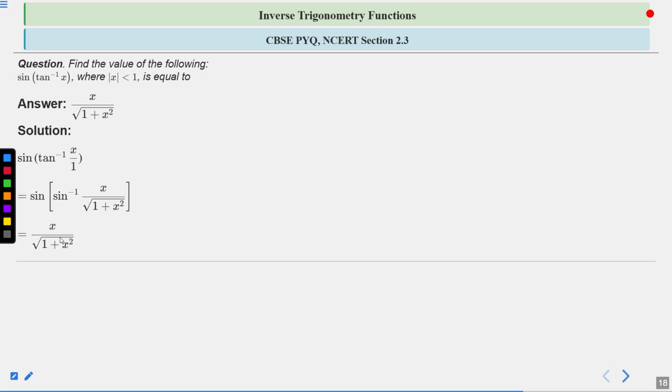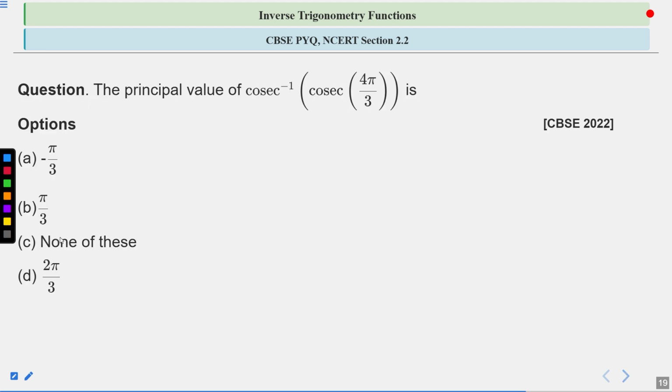So we have the final answer as x upon root over 1 plus x square. Got it? So let us move to the next question.